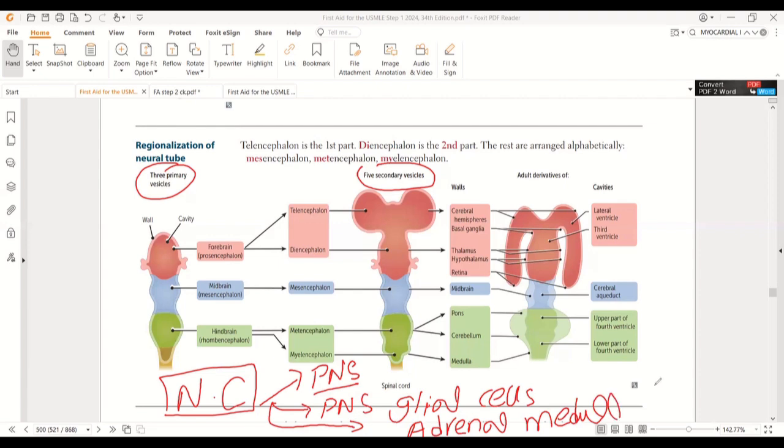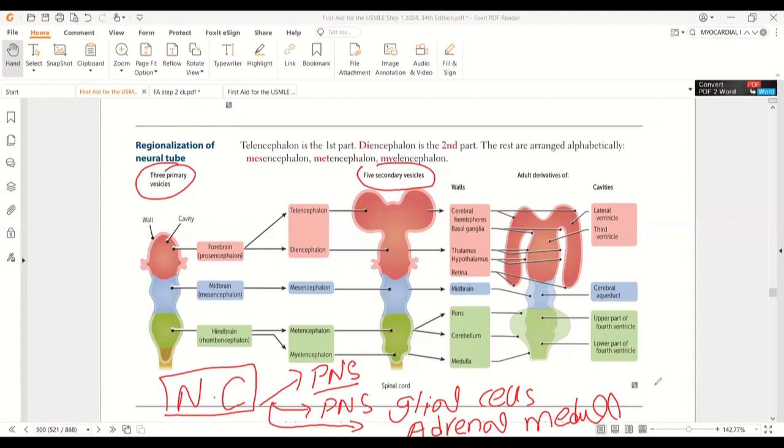So pheochromocytoma is a tumor of the adrenal medulla, and this tumor is derived from neural crest cells, particularly the chromaffin cell. This is the high yield stuff. And peripheral nervous system neurons may include the dorsal root ganglia and autonomic ganglia, whether sympathetic or parasympathetic.